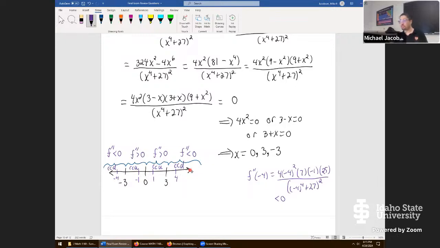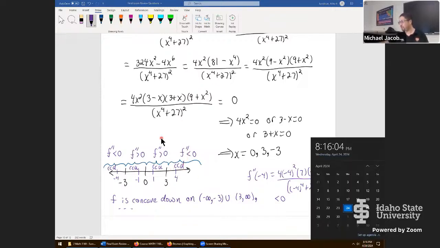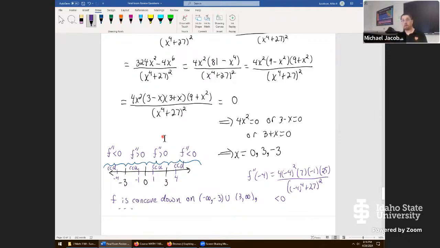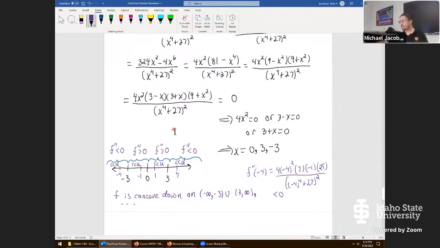Our end answer is going to be intervals like this. F is concave down on, let's take a look, from negative infinity to -3, union, again, from 3 to infinity. I need to make another statement for when it's concave up, and then find the inflection point, but I definitely am over time. Sorry for stealing a minute of your valuable time. But I'll come back to these notes, finish out what we did here.